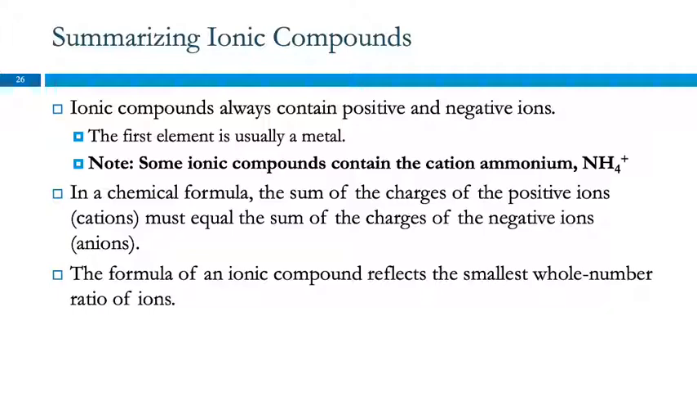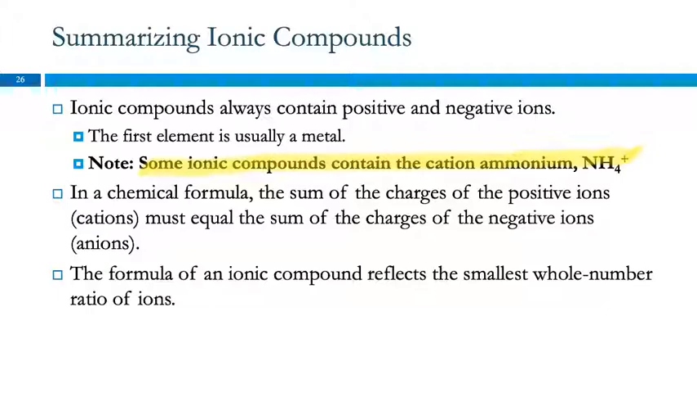Ionic compounds always have a positive and a negative ion. Otherwise, they're not going to be attracted to each other. The first element in an ionic compound is almost always a metal. The one exception that we need to be aware of is ammonium, NH4.